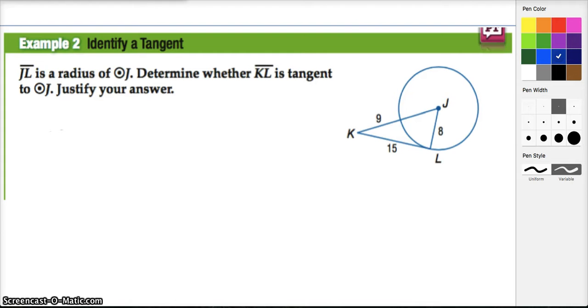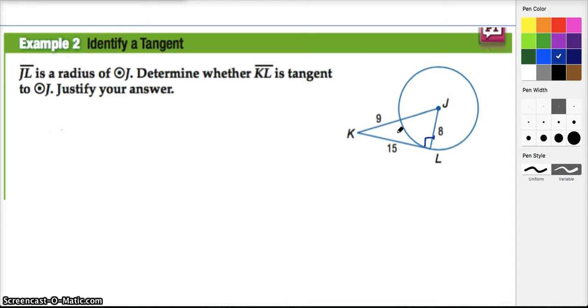So in this example, we're supposed to identify whether we've got a tangent or not. JL is a radius, confirmed, of this circle J. Determine whether KL is tangent to circle J, and we're going to justify our answer. The only justification we have is if we can prove that the angle formed by these two segments is a 90-degree angle. By that last theorem, Theorem 10.10, we know that KL is tangent, right? Because of the 90-degree angle situation. So how can we prove that this is a 90-degree angle? That's the question.